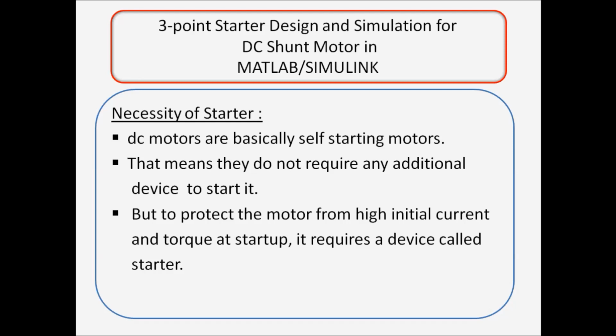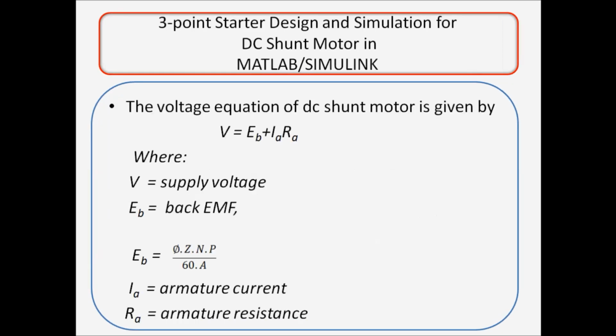Why will high initial current be produced at the time of starting? Consider the voltage equation of DC shunt motor, where V is the supply voltage, EB is the back EMF, IA is the armature current, RA is the armature resistance. Let's see the equation of back EMF, where except speed of the motor, the remaining parameters are constant. We can say that back EMF is directly proportional to the speed of the motor.